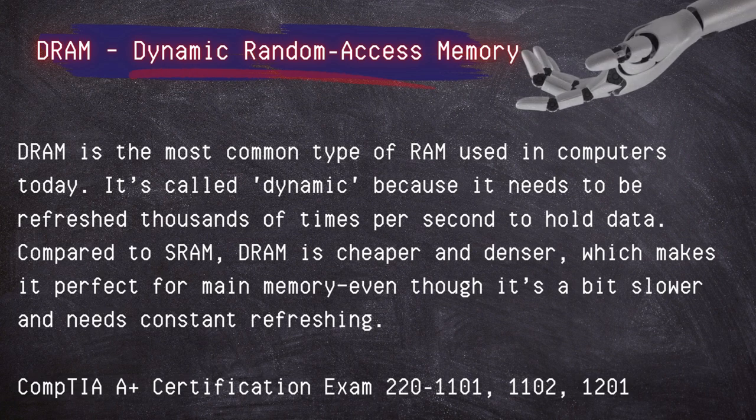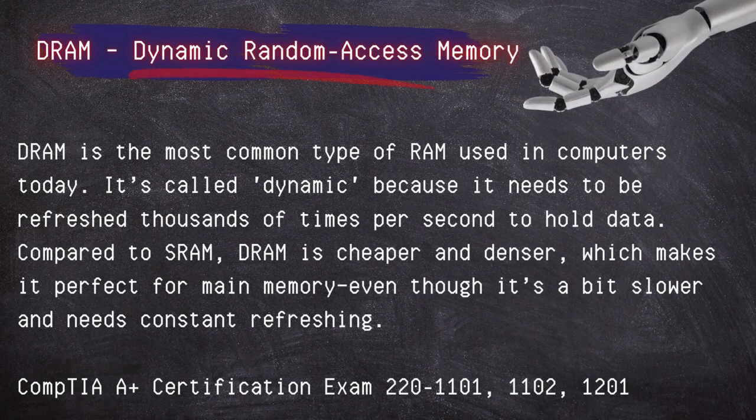DRAM, or dynamic random access memory. DRAM is the most common type of RAM used in computers today. It is called dynamic because it needs to be refreshed thousands of times per second to hold data. Compared to SRAM, DRAM is cheaper and denser, which makes it perfect for main memory, even though it is a bit slower and needs constant refreshing.